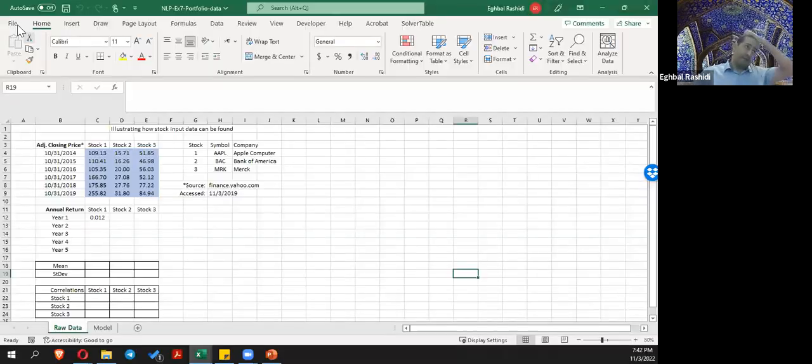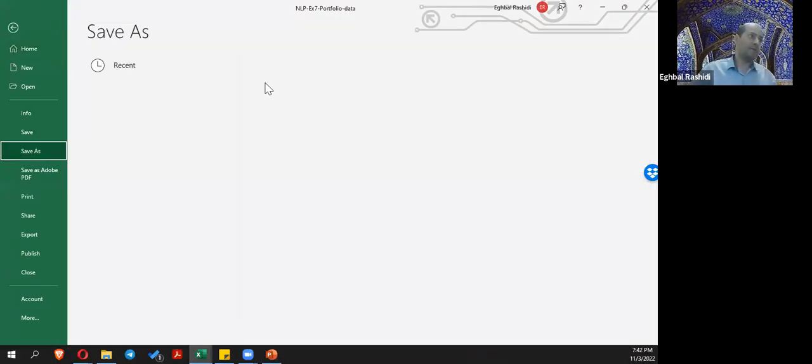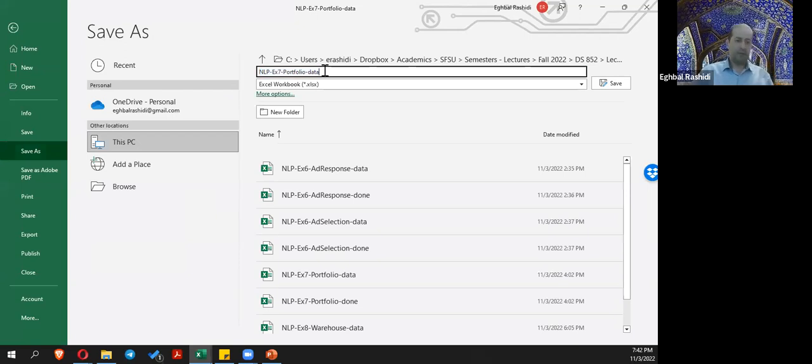So this is the data file. I'm going to save it as another, I'm going to give it another name, so I can use the original file.